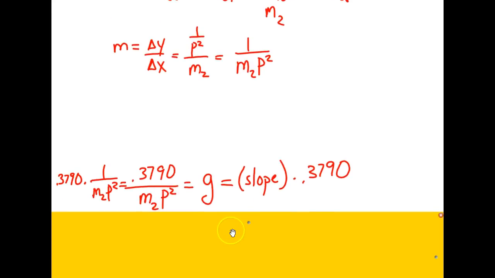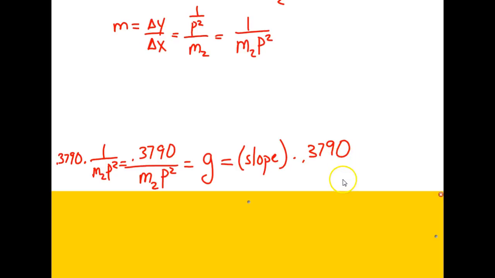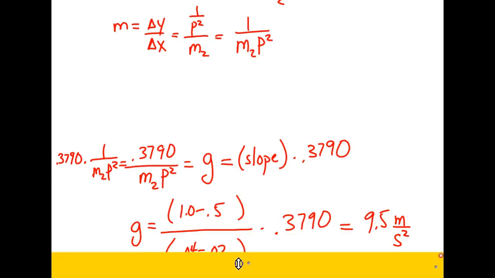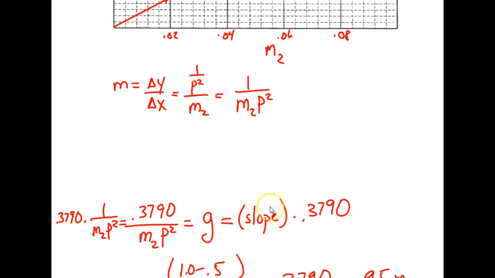Now, remembering that we have that constant also to take into account, that 0.3790 went above the P squared in the other equation. So 0.3790 over P squared times M2 is equal to little g, using the y equals mx plus b format. So little g is equal to the slope times 0.3790. We go ahead and determine what our slope was.